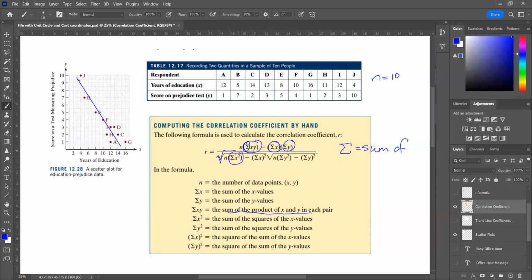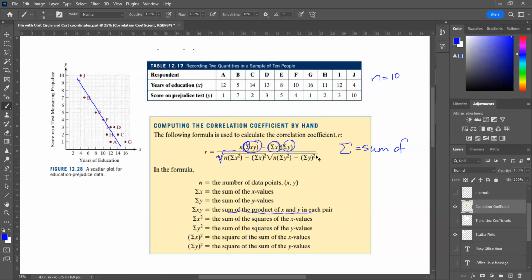But here we're summing the x squareds. That means we're going to have to square all the x values. And here's the sum of the x's again. We'll have another square root where we've got y squareds, and then the sum of the y's.